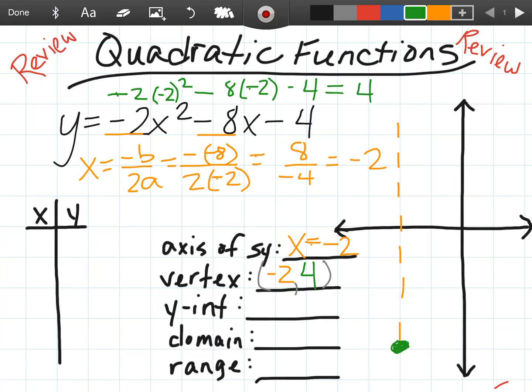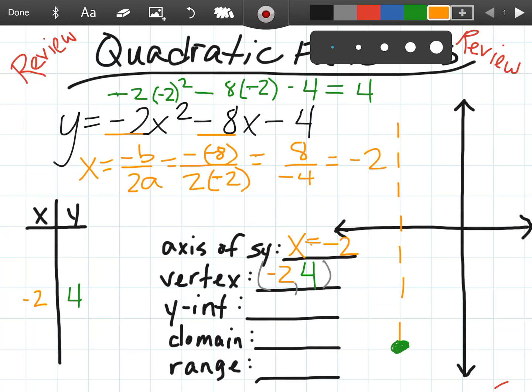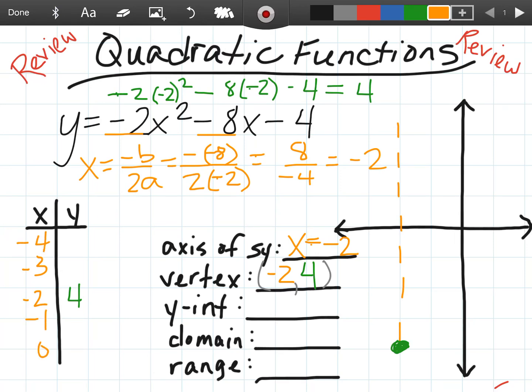And then that is going to be the very center of my table. The very center of my table is going to be negative 2 and then 4. So what I need to do is find, oops, that should be a negative 3 and a negative 4. I also need to find negative 1 and 0.